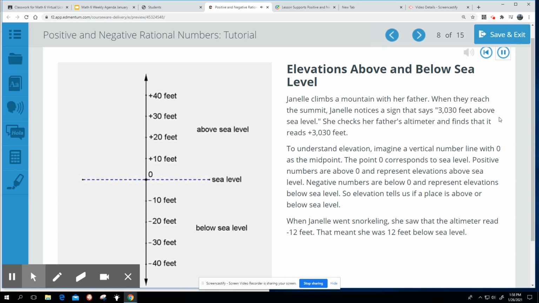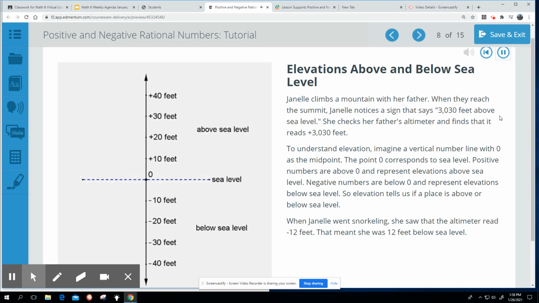To understand elevation, imagine a vertical number line with 0 as the midpoint. The point 0 corresponds to sea level. Positive numbers are above 0 and represent elevations above sea level. Negative numbers are below 0 and represent elevations below sea level. So elevation tells us if a place is above or below sea level.